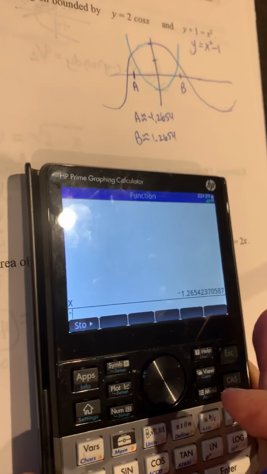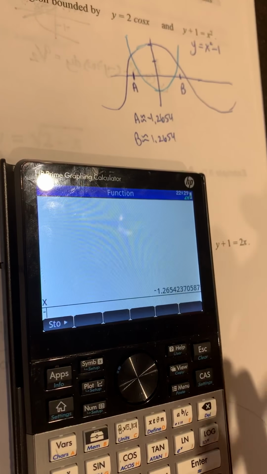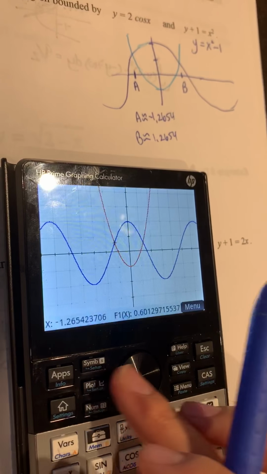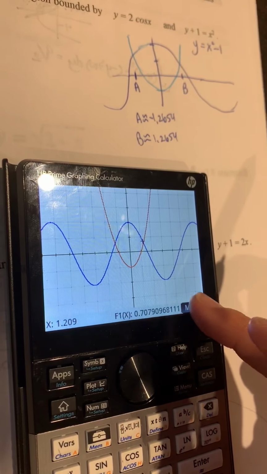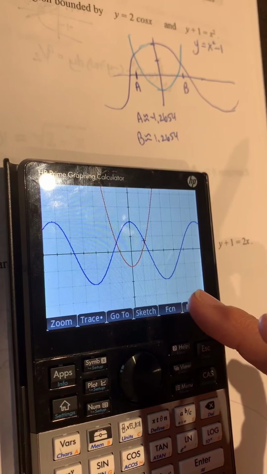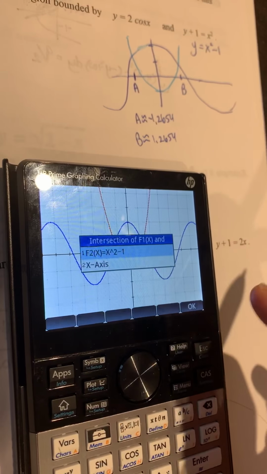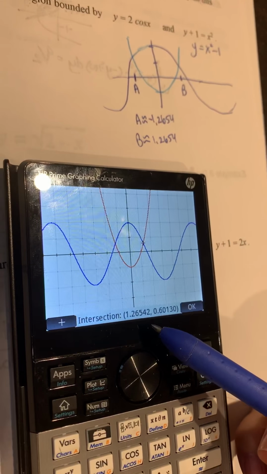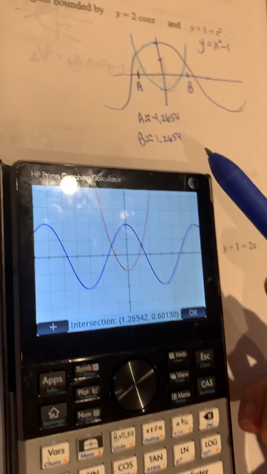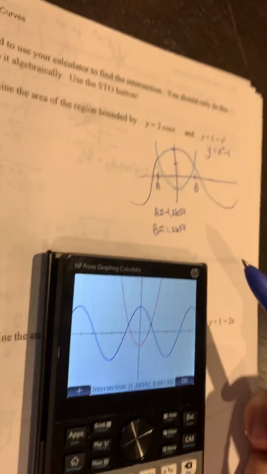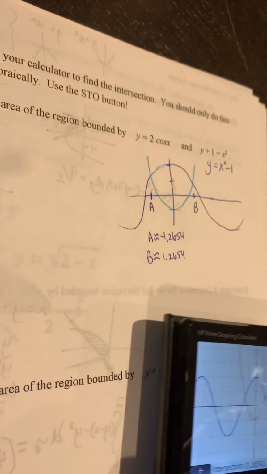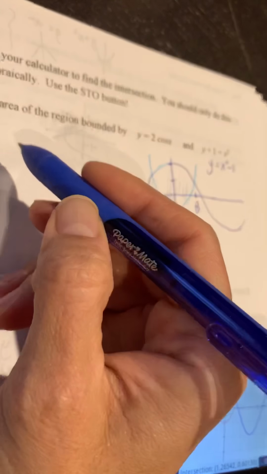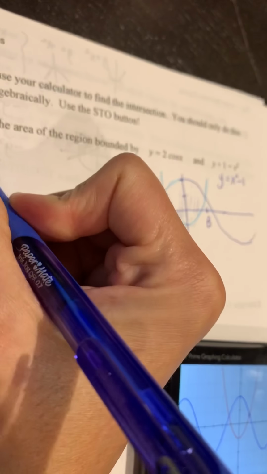I'm going to keep that value, and then I'm going to go to the next one, graph, plot. Here we go, menu, function, intersection. Okay, and lo and behold, it is the same value, but it is the positive version. Didn't see that coming, right? So, okay, so anyway, it's top minus bottom. So, come back here, and it's the integral.